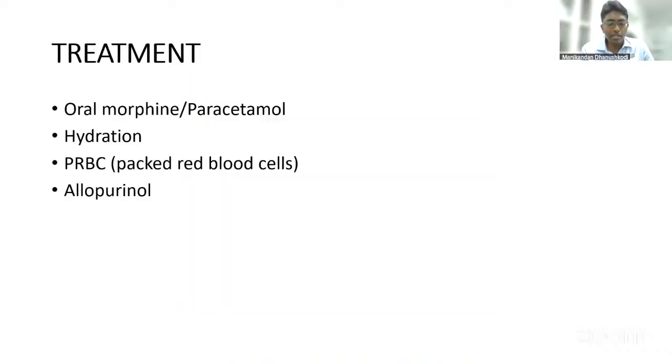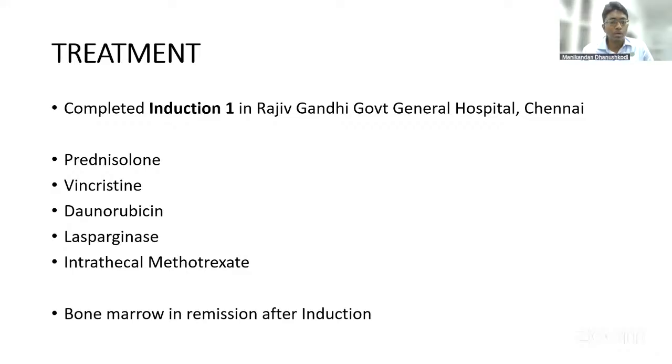So his immediate treatment was he was started on oral morphine along with IV paracetamol and hydration to prevent tumor lysis syndrome, and he was transfused with platelets, and he was also given allopurinol to prevent tumor lysis syndrome. So subsequently, I had referred him to the government general hospital in Chennai, where he has completed induction 1.